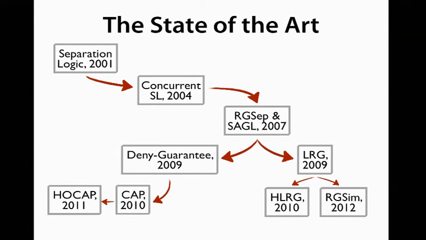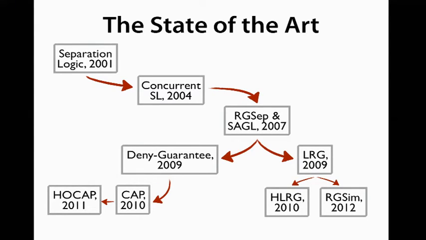If you've been paying attention in recent years, you'll know that there's been a massive explosion in this area, with new logics appearing in every conference, constantly. Here I've drawn just the most obvious descendants from separation logic, and already you can see quite a bit of bifurcation. But maybe you're not following this development so closely, so you might wonder why so many logics. What's going on here?